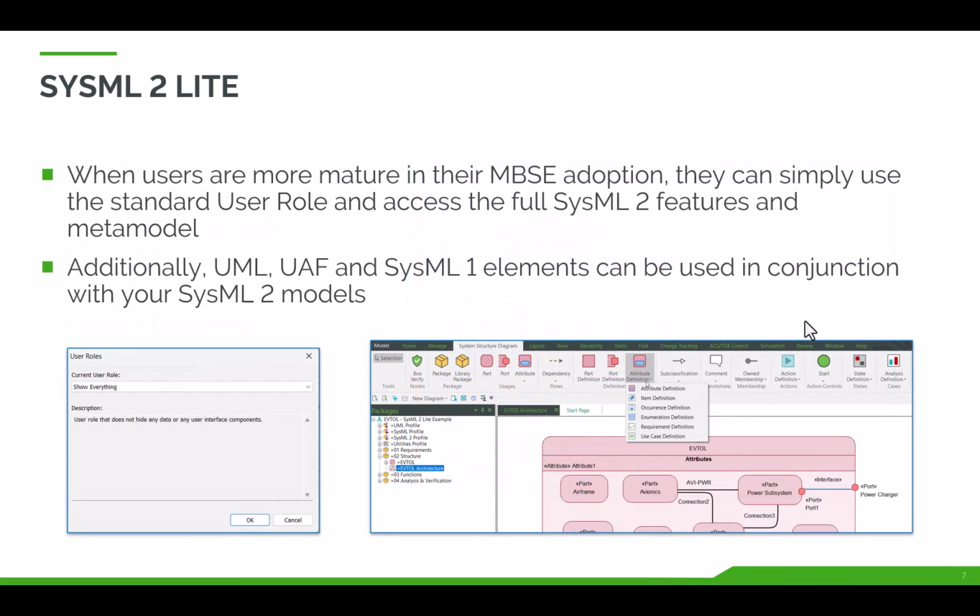When you develop your capabilities using SysML2, users can transition to using the full meta model and the full features of PTC Modeler. All you need to do for this is to just change the user role, and we have a default one where everything is visible, or you can customize your own user role that shows exactly the types of information that you want to use.